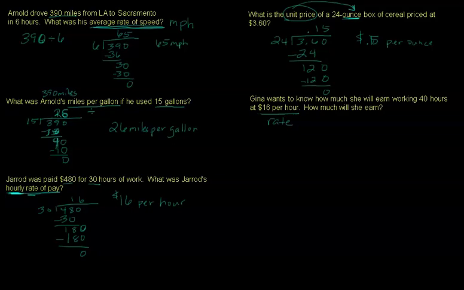So instead of dividing, we're going to multiply because they gave us the rate. So that's 1 hour, and she worked 40 hours, so we're going to multiply in this case. If they give you the rate, you're going to multiply. So $640 if she works 40 hours. Not bad for her.